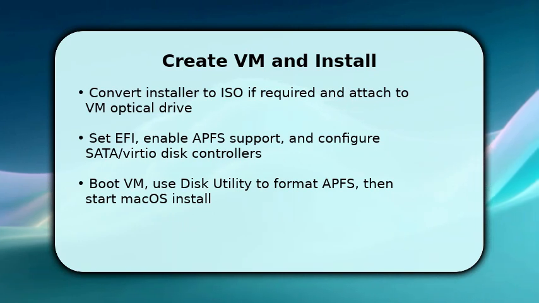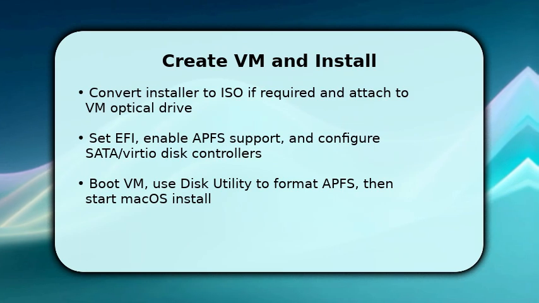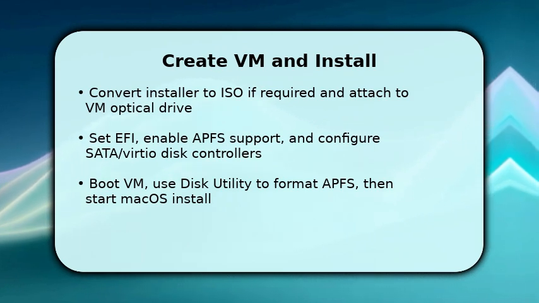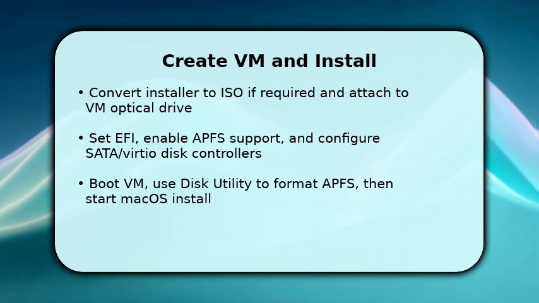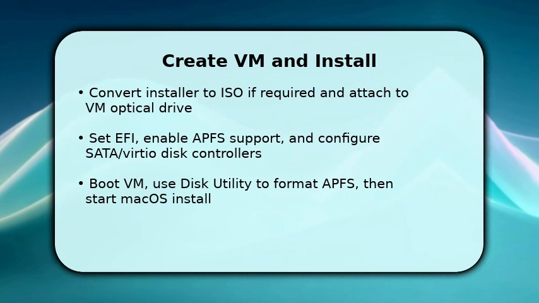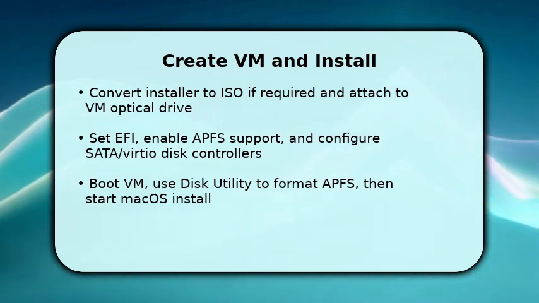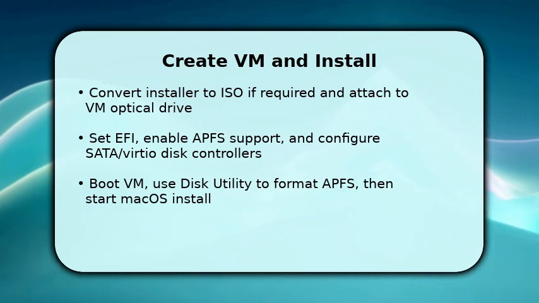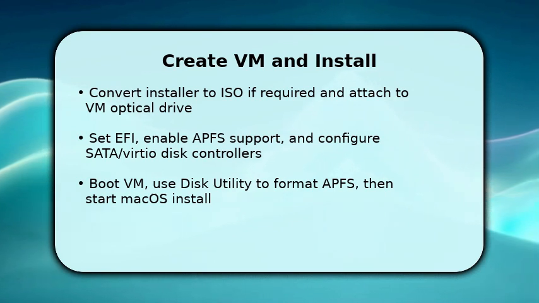Convert the Mac OS installer to an ISO if your hypervisor needs it, then attach the ISO to the VM's virtual DVD drive. Configure the VM's firmware to EFI, enable APFS and necessary disk controllers such as SATA or VirtIO for performance. Boot the VM into the installer, open Disk Utility, format the virtual disk as APFS, then proceed to install Mac OS. While the installer runs, monitor logs.